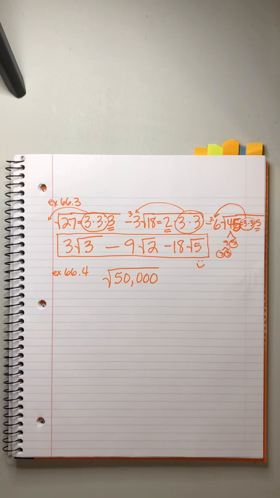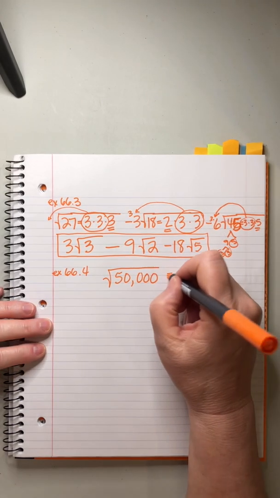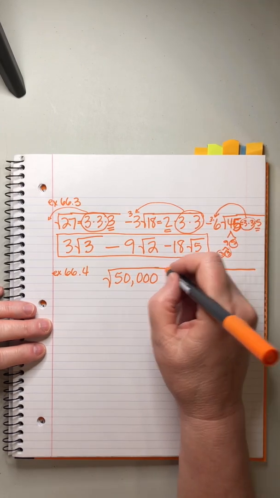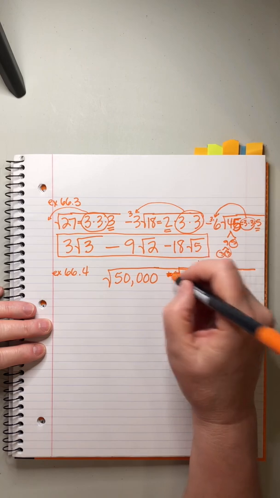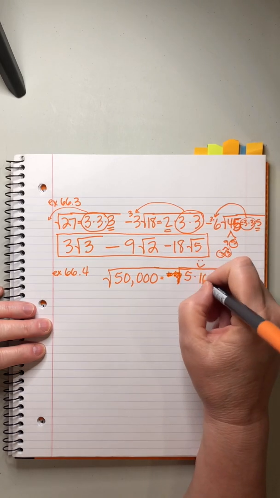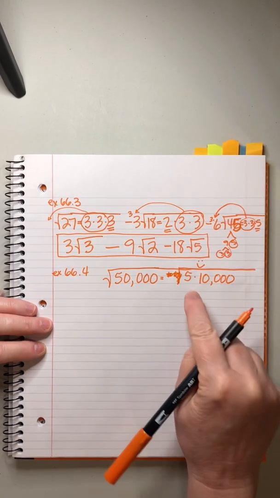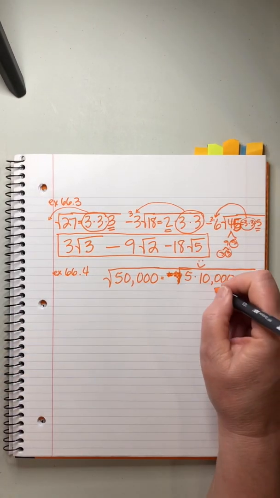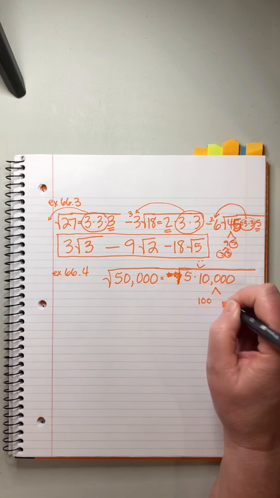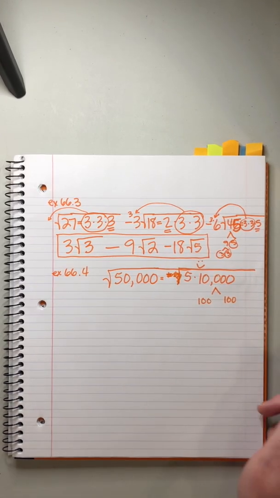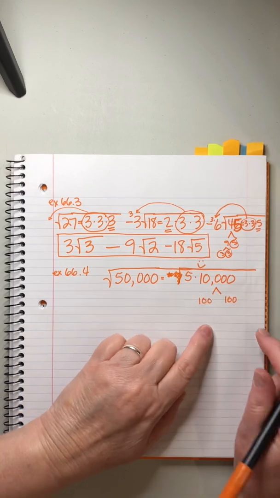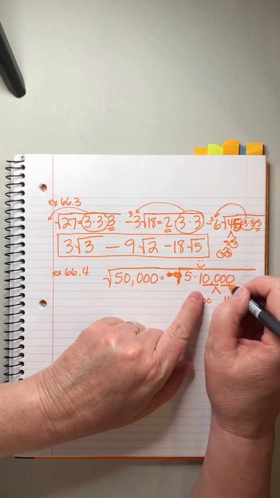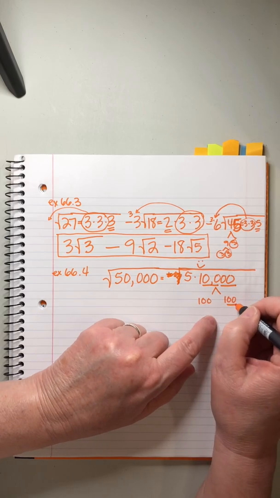So what I recognize is, oh wait, I could write this as 5 times 10,000, right? That's easier. That's true. And 10,000 I can break into 100 times 100. How do I know that 100 times 100 equals 10,000? Because I count the zeros. I want there to be an even number of zeros in each number.